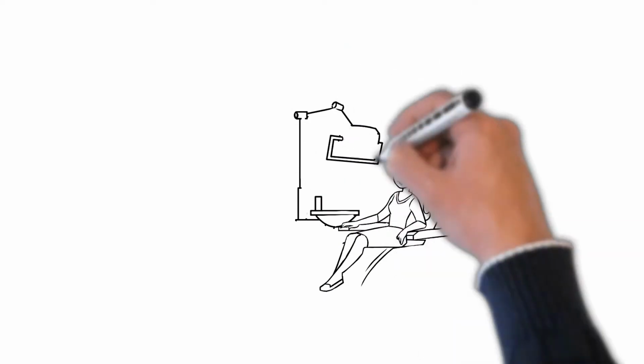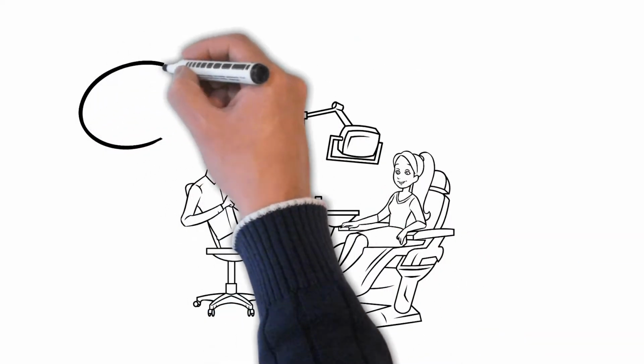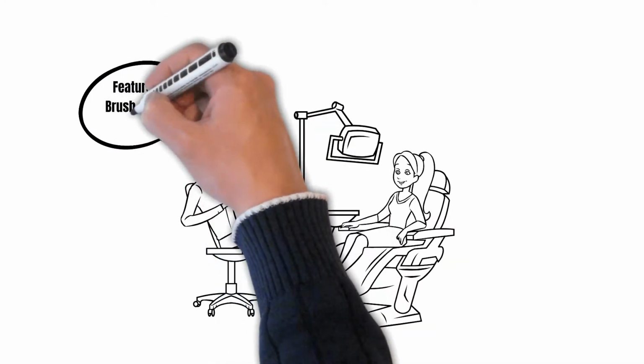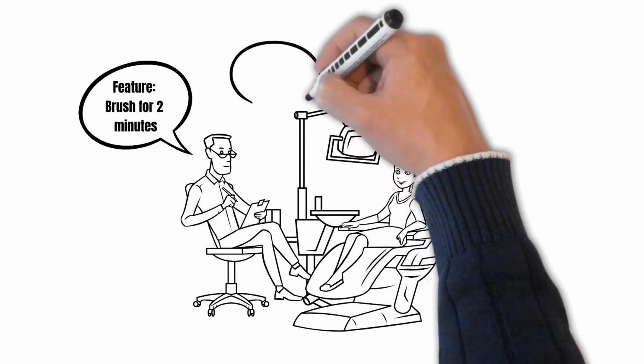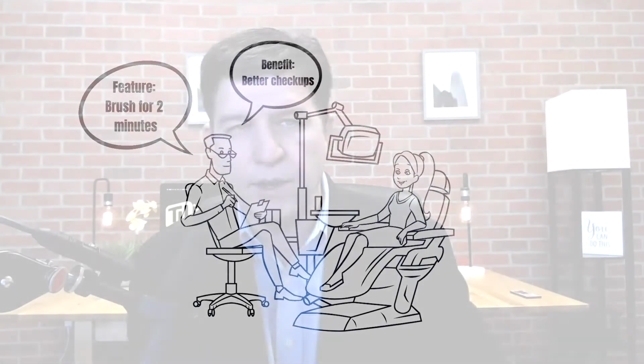For instance, let's say that a dentist is trying to persuade a patient to brush longer, right? So a feature benefit statement might sound like brush at least 2 minutes. That's the feature. And you will have better checkups. That's the benefit, right? So brush at least 2 minutes, you will have better checkups. And it's good, but it fails to really identify a problem that that patient might be experiencing and that he or she may want to fix.